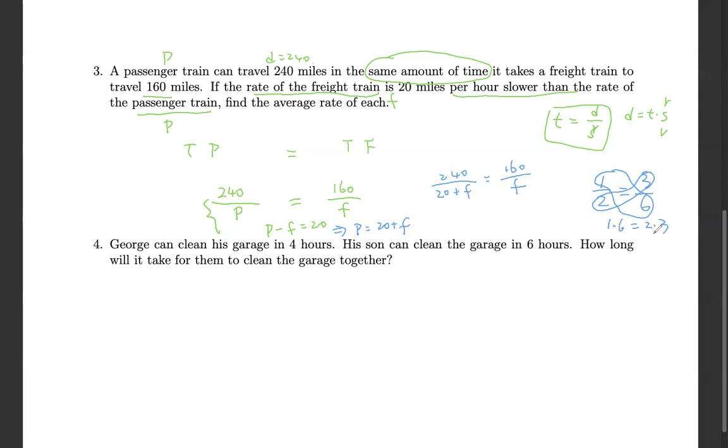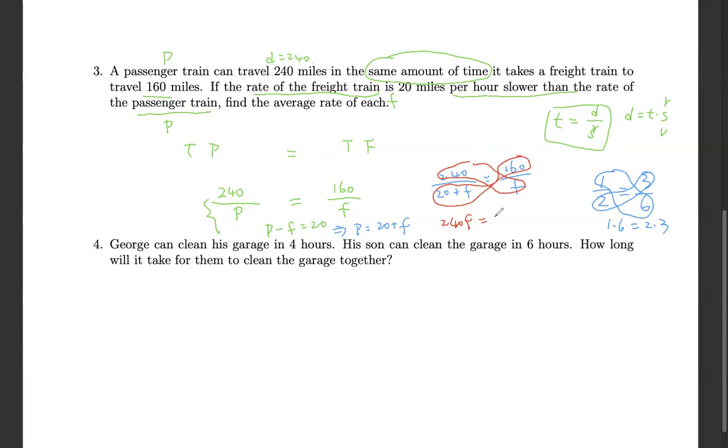1 times 6 is 6. 2 times 3 is 6. Of course, 6 equals 6. So this is called a cross multiplication. So we can perform cross multiplication. We're going to do 240 times F. We got 240 F. Then we'll multiply 160 with 20 plus F.